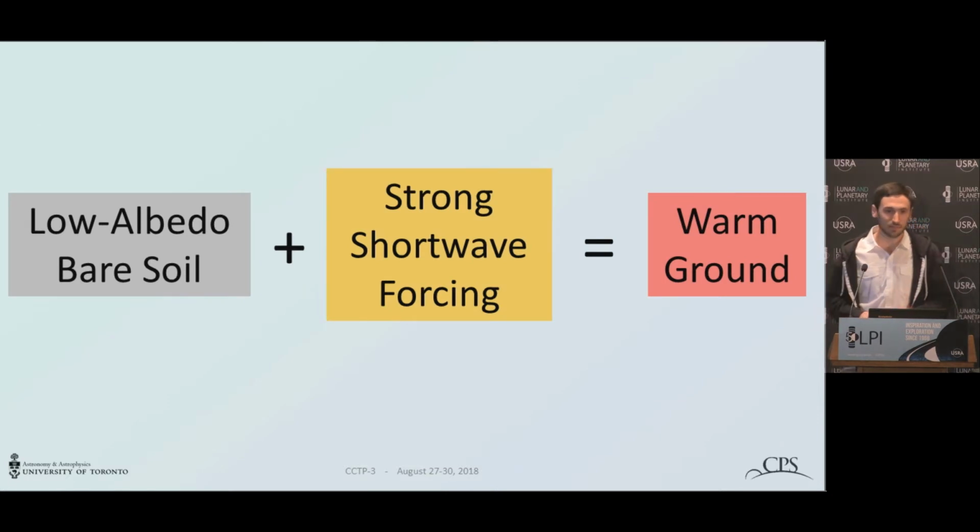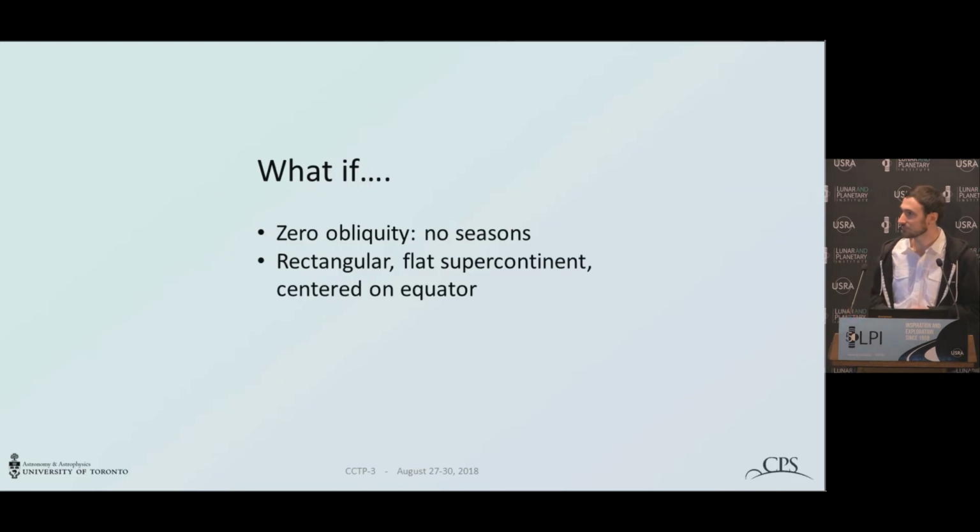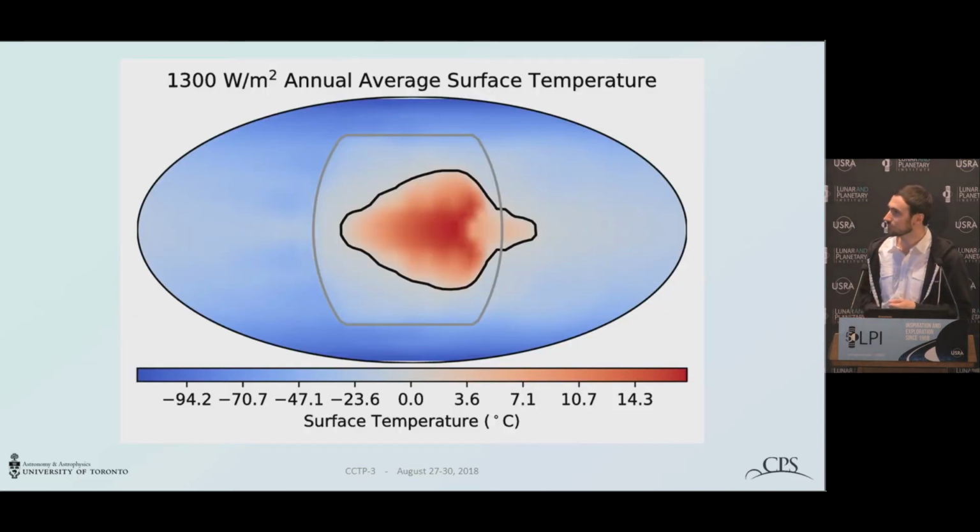So the key mechanism here is that if you combine bare ground with a low albedo with a lot of shortwave forcing at high insolation, you're going to get warm ground, even if the rest of the planet is frozen. So we can consider a simplifying case. What if we consider a planet with no seasons, zero obliquity, and we just make a rectangular flat supercontinent and stick it on the equator? Then the sun's always in the same spot, and at the equator the sun's at solar noon year-round.